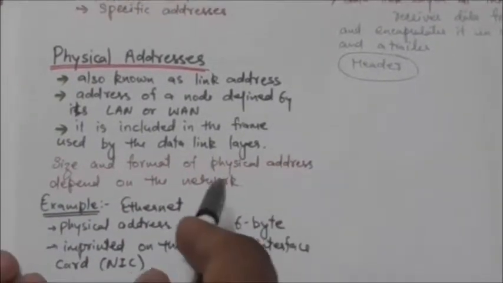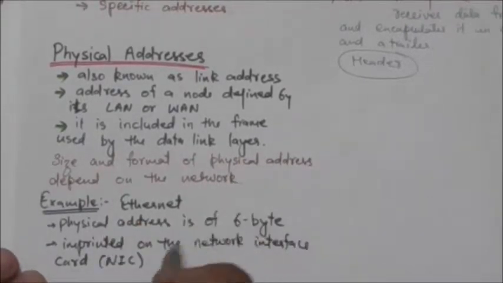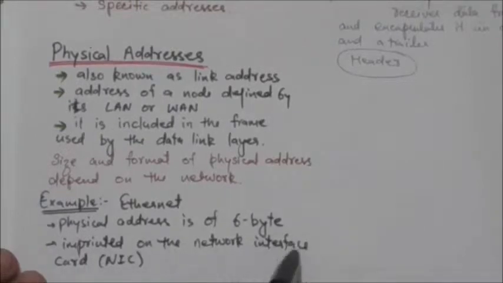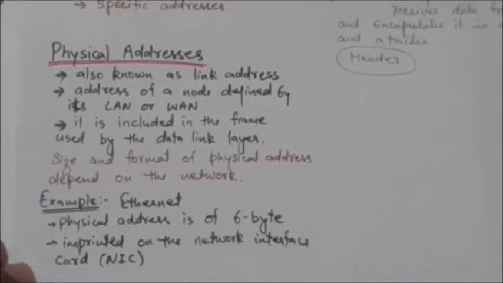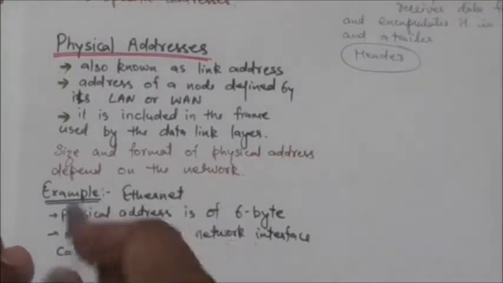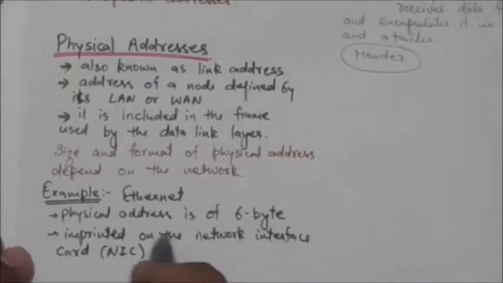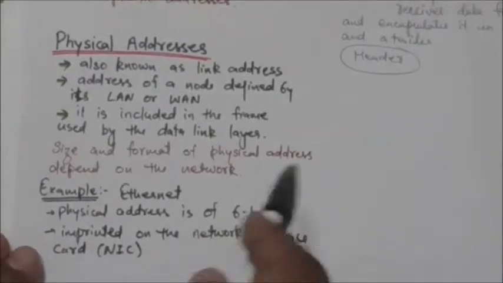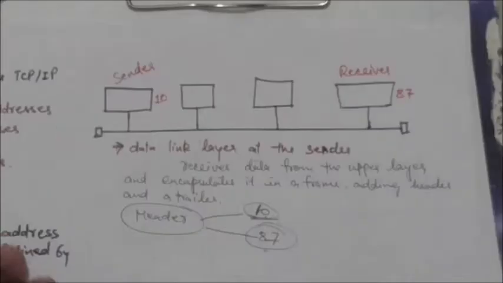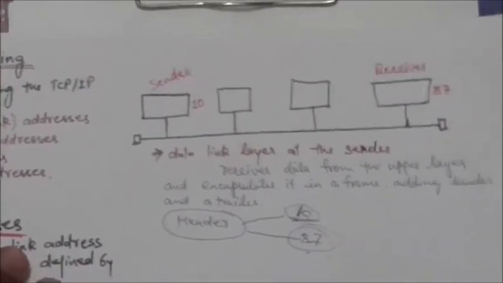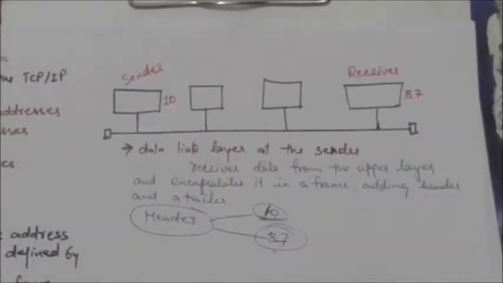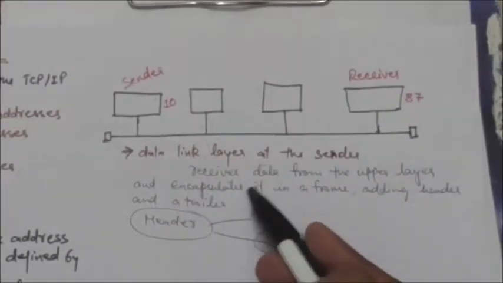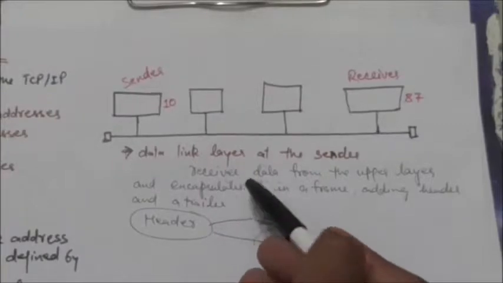For example, in Ethernet, the physical address is 6 bytes and it is imprinted on the network interface card, which is also called the NIC. How this physical address works will be clear after the following example.